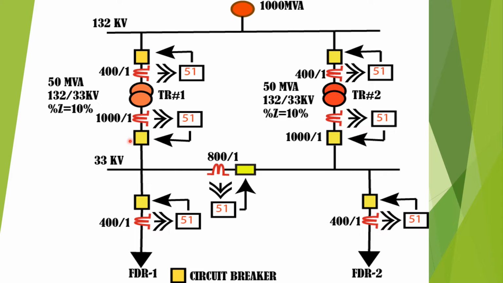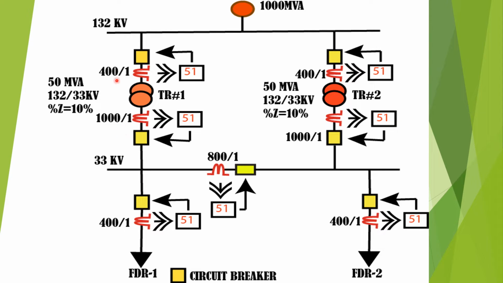of 50 MVA transformers are connected, which are running in parallel condition with percentage impedance of each 10%, and MVA capacity is 50 MVA. In the 33 kV bus, we have one bus coupler with CT ratio of 800/1, and two numbers of feeders are connected on each side of the bus coupler.